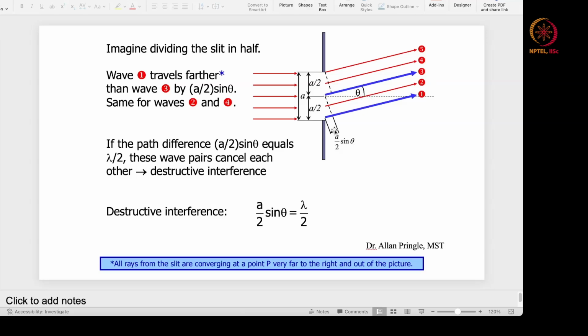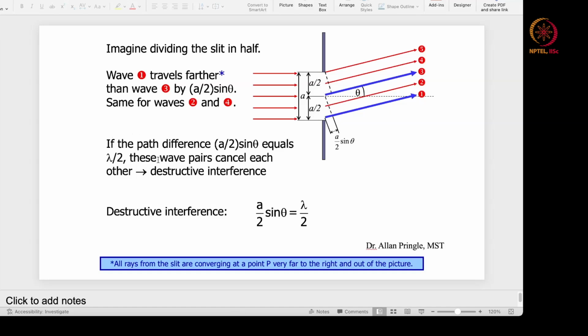So if you look at these two light rays 1 and 3, you will see that one has traveled a distance more than ray 3, and that extra distance is nothing but A by 2 into sine theta. All right. The same is valid if you look at ray 2 and 4. Okay. So it is the same thing. They travel by that same small distance.